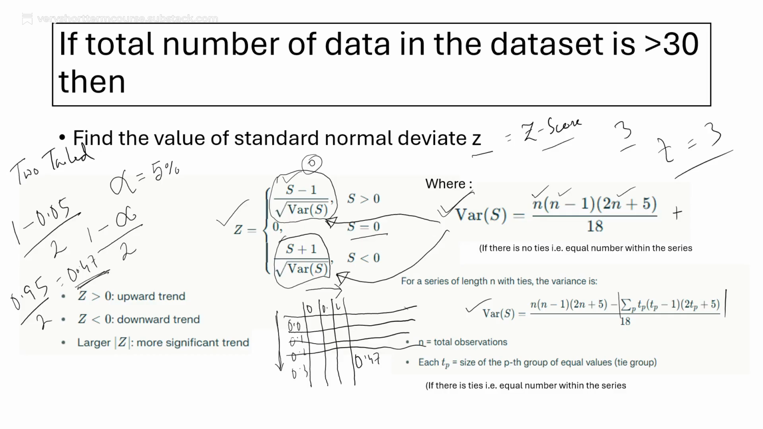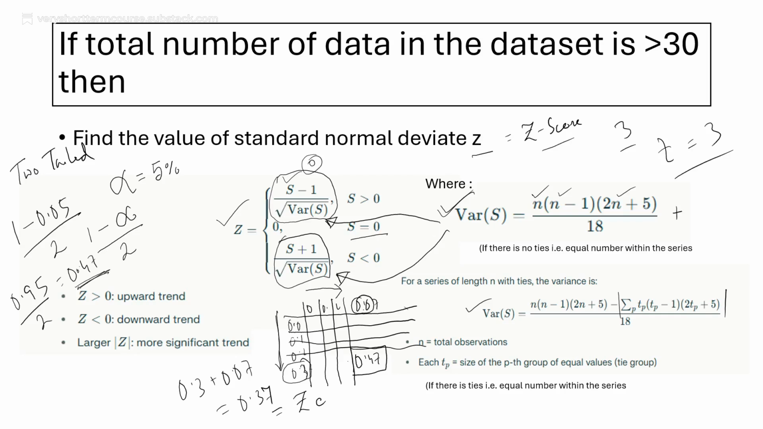Now, once you find the value 0.47, move upward and see what is the value in the column header, and then move leftward and see what is the value in the row header. Then add both of them. So if this value is 0.3 and this value is 0.07, you add 0.3 plus 0.07, this will be 0.37, which will be equal to your critical Z.